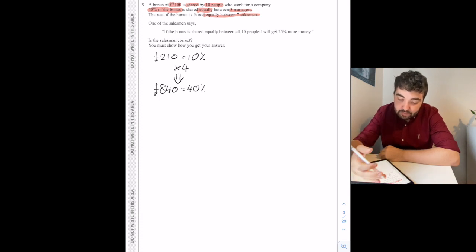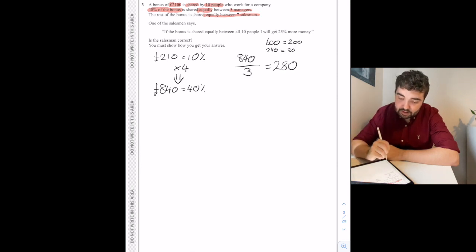So what do we do with that? That's shared between 3 people. So 840 divided by 3, because that 40% is going to get shared between the 3 managers. What's 840 divided by 3? Well, 600 divided by 3 is 200. Then we've got 240 left over. And that divided by 3 is going to be 80. So that's going to be 280.